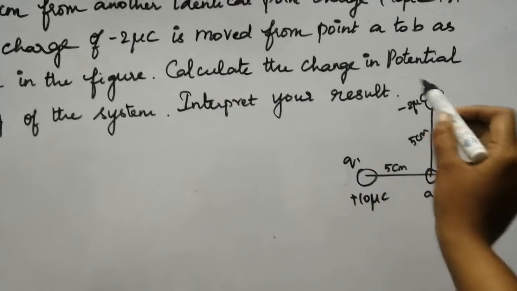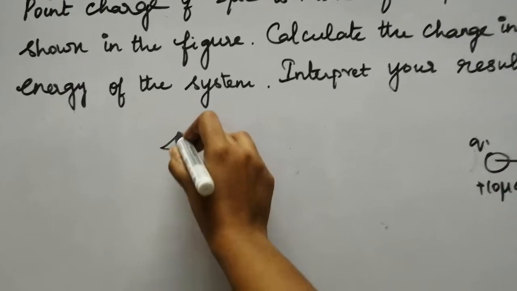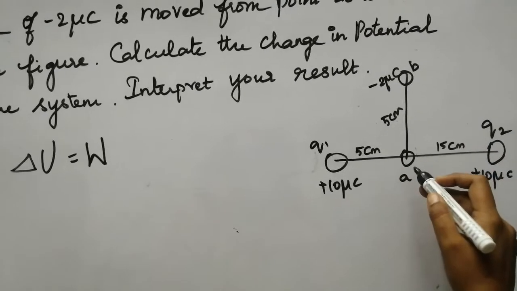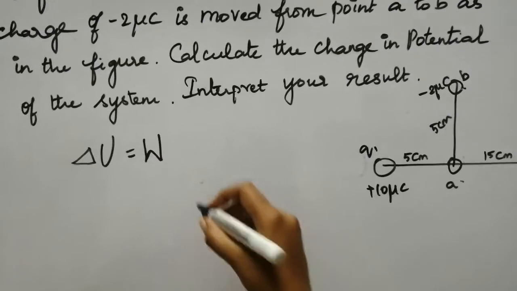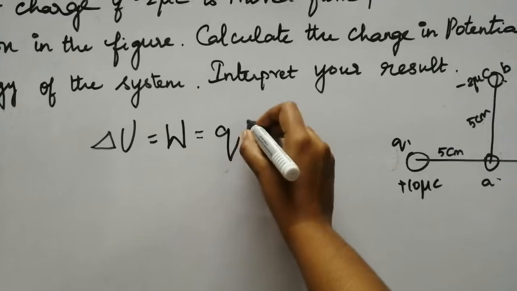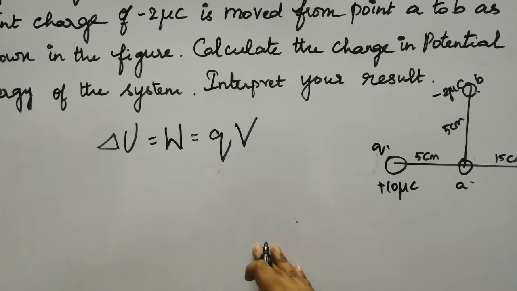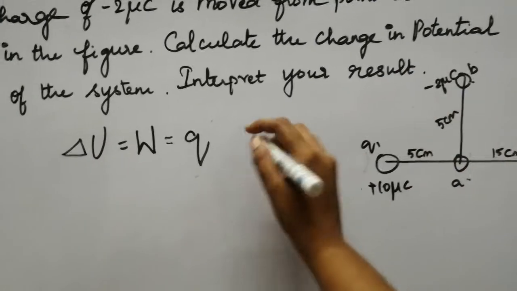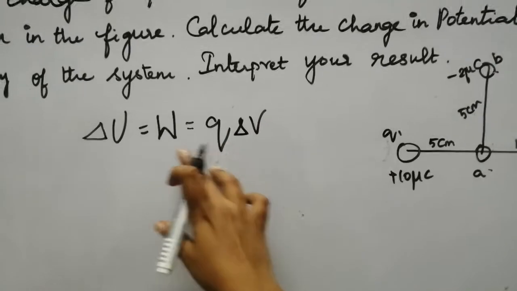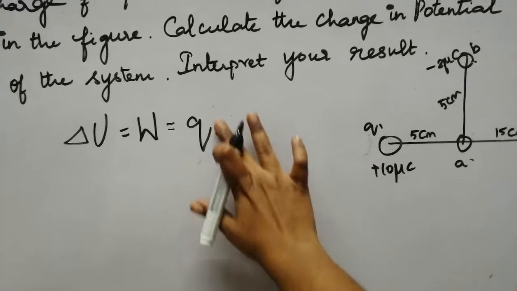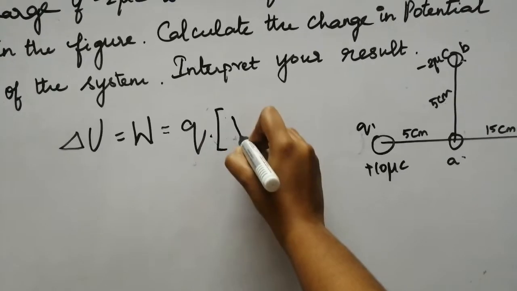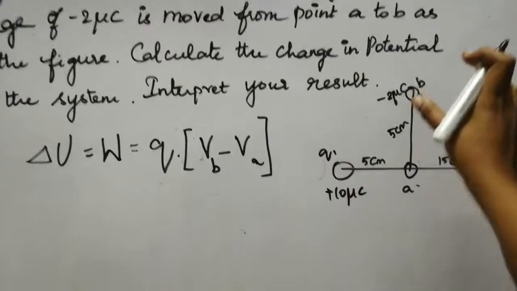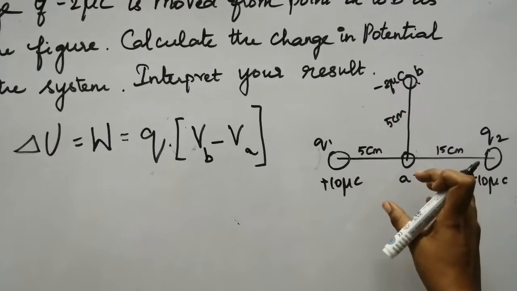So what you have to find is the change in the potential energy. The change in potential energy, delta U, is nothing but the work done in moving the charge from point A to point B. The work done is nothing but Q into the change in potential. So the change in potential is the potential at the final point B minus the potential at the initial point A, as I am moving this charge, minus 2 microcoulomb, from A to B.